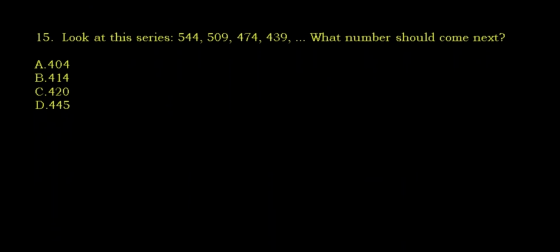Clearly, I can tell 544, 509, 474. So it's a decreasing series. And then I'll try, because division with huge numbers would be kind of difficult, plus I don't recognize any familiar numbers, so all I'm going to try is subtraction. So what's the difference between 509 and 544? 35?